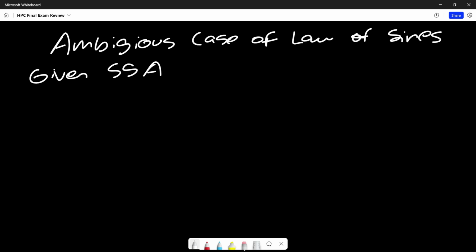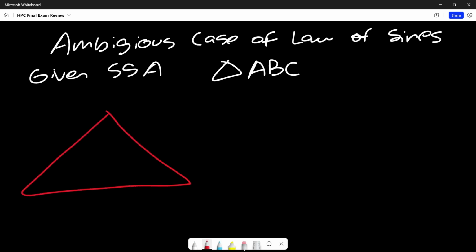So let's say I draw the triangle, triangle ABC, just like this, and we'll say that this is A, this is B, and this is C. And we'll say that this side length over here, which is A, is 6, and the side length B is 8, and we will say that this angle is 35 degrees.